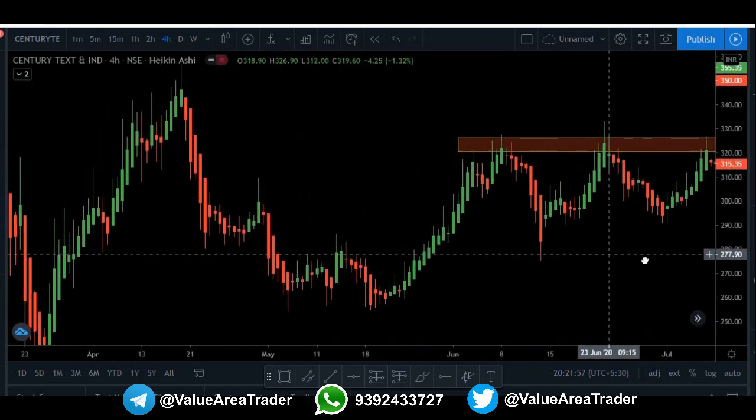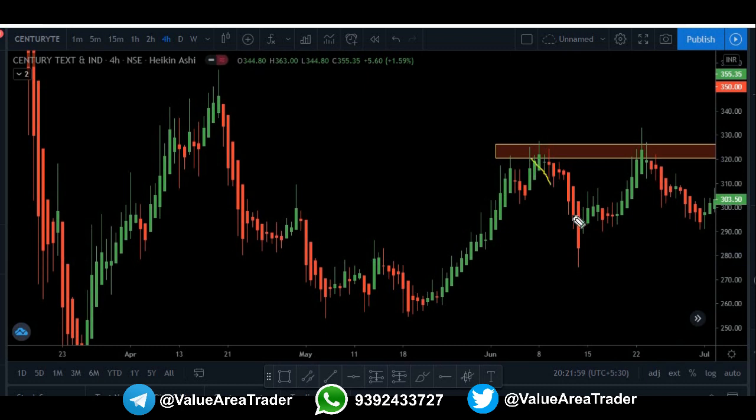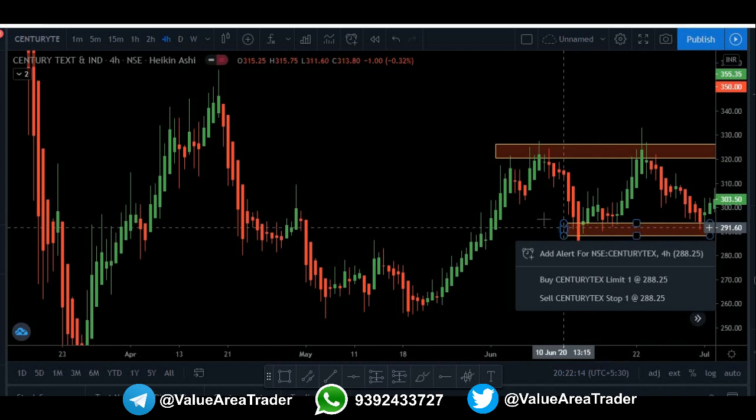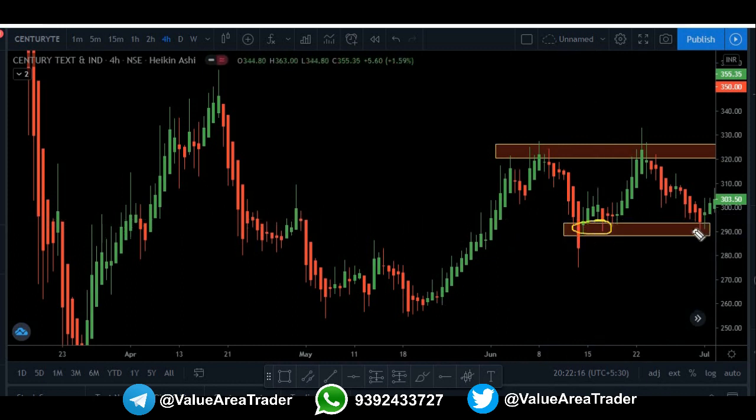So let's say I now have 3 to 4 days of different trading, and now you know there are 2 different points where buying came in. So automatically what you can do is draw a box there which connects these 2 points, right? It shouldn't be very accurate because we are on a bigger time frame.